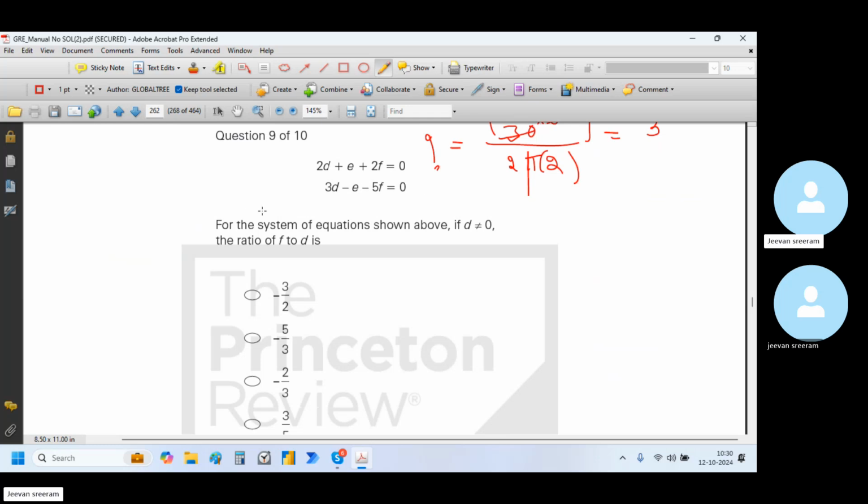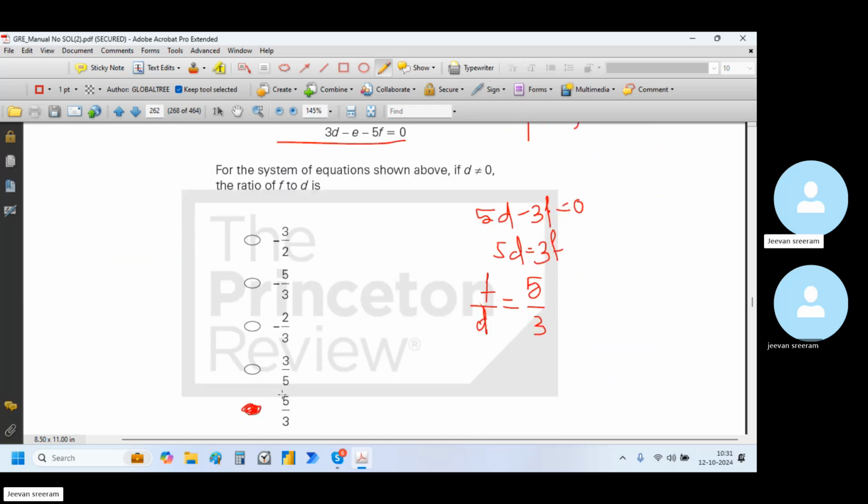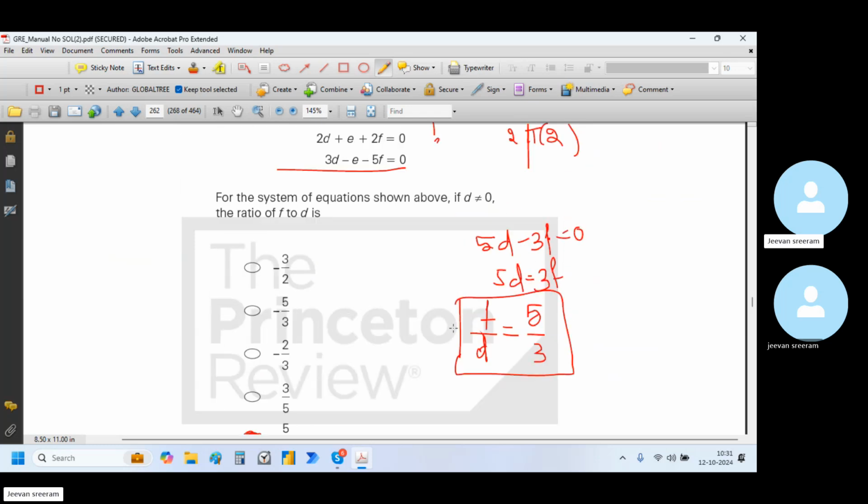For the system of equations shown, what is the ratio of F to D? You can directly get it, can't you? Just add these two. You can get 5D minus 3F is equals to 0 if you add both the equations given. 5D is equals to 3F. F by D is equals to 5 by 3. We got 5 by 3 here. Right? So easy.